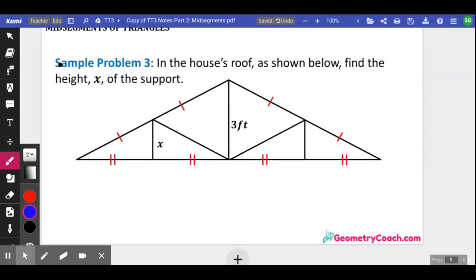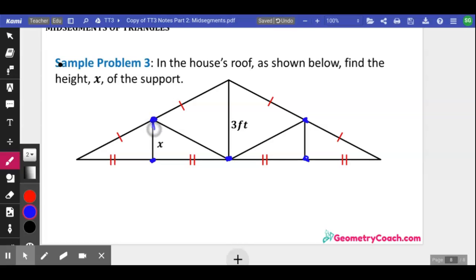Okay, here's our last example. This is a roof truss with a bunch of triangles and their mid-segments. We've got a midpoint here, so that's a mid-segment, midpoint here, midpoint of the large triangle even. That's a midpoint, midpoint here, midpoint here. So midpoints all over the place, mid-segments all over the place. So find x.